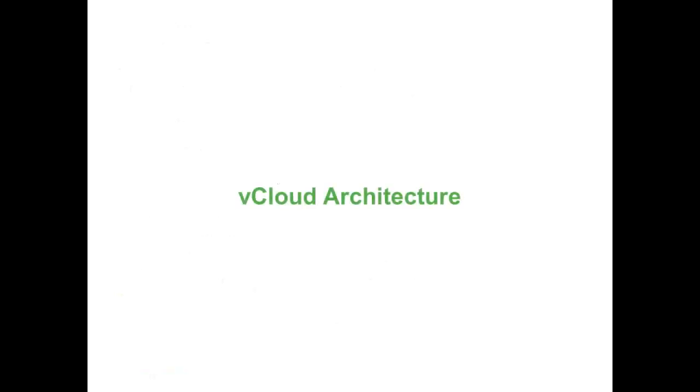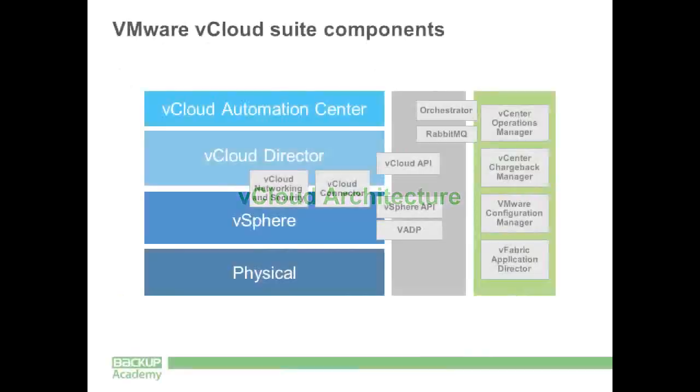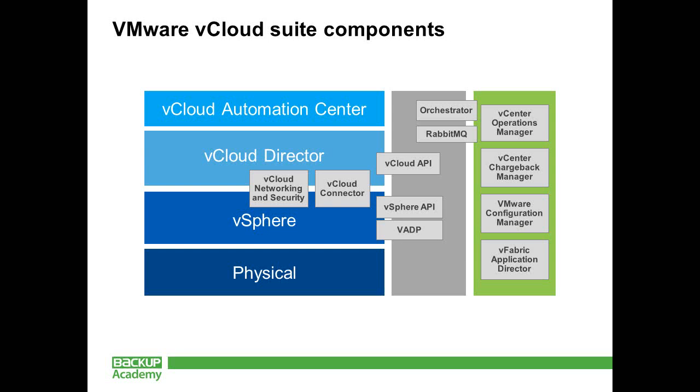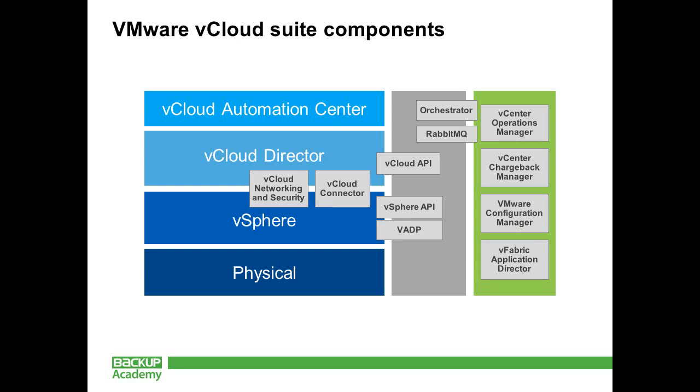Now let's take a look at the vCloud architecture. So you can see by looking at this slide that we have multiple components that make up the vCloud suite. vCloud is not just about vCloud Director. You can see that we start with the underlying technology that makes up a virtual environment. So you have the physical layer and the vSphere layer. Now, one key thing to bear in mind when you're looking at this is vSphere is the critical underpinning of everything that makes your vCloud environment.